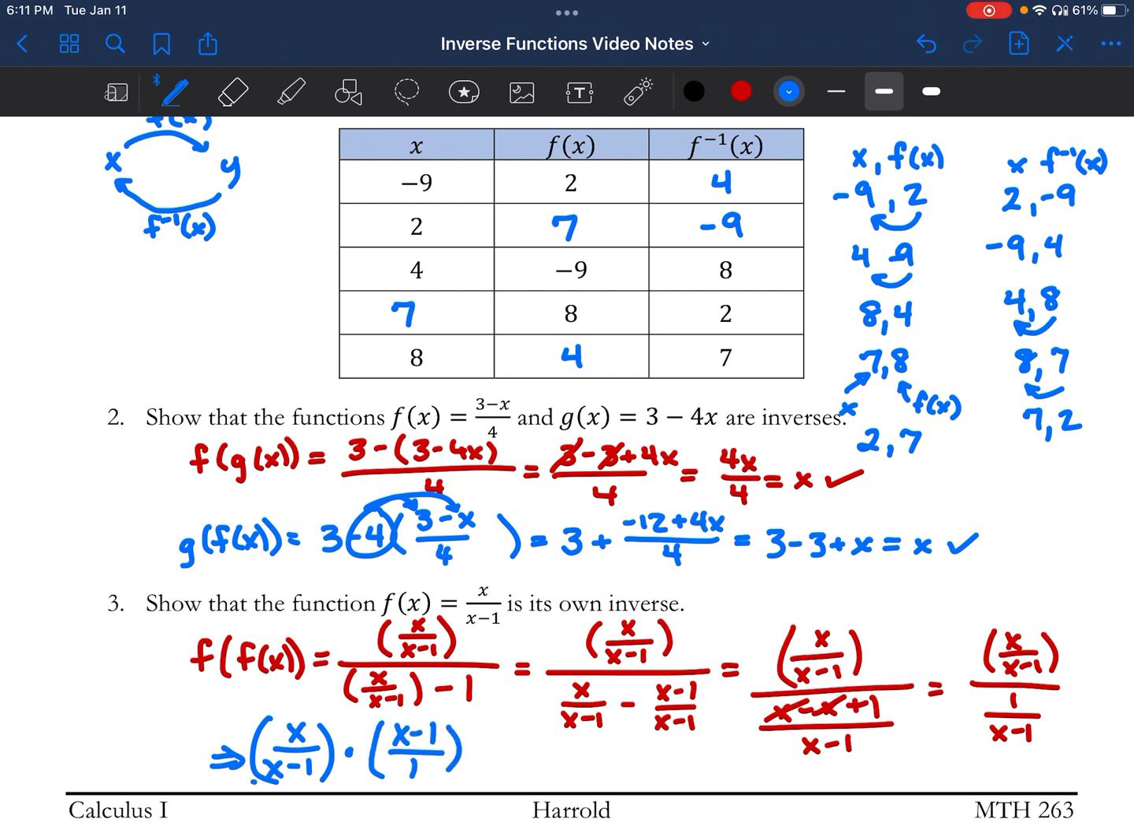Now, since I have an x minus 1 in the bottom here and in the top here, they'll cancel, leaving me with x divided by 1, which is just x. Since I got x as the final answer, I know that this is its own inverse, and I don't have to check the other one because I'd just be doing the same thing. I would be plugging f of x into itself again. So luckily for us, we only had to do it one time, and it still worked out nicely.